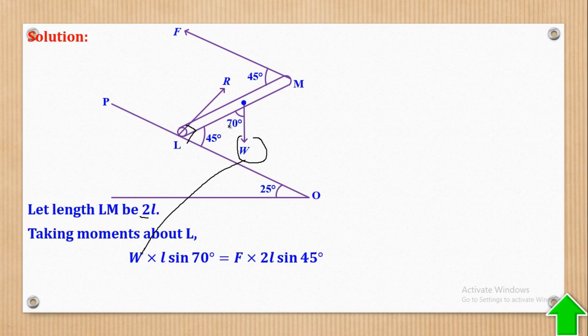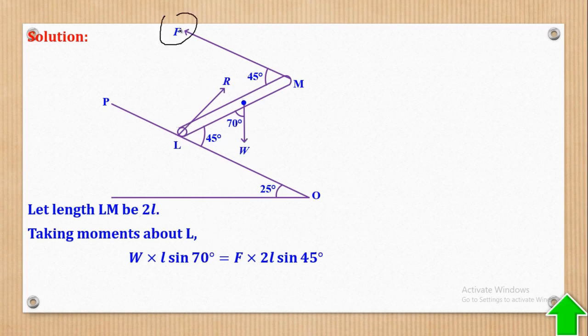Then D is the distance from the pivot up to the point where the force originates from, and it will be L because it's the midpoint. Then theta is the angle between the force and the rod, which is 70. That is for F. That is for W.